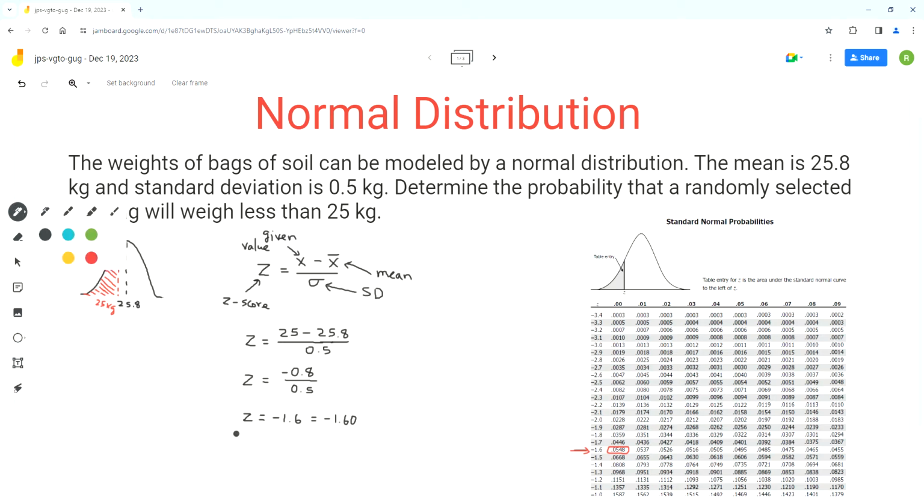So we write it like this. P of X is less than 25. So this is the notation we use to write the probability, which is basically the area under the curve. And for that we get 0.0548. This is the answer in decimal form for the probability. Now in some problems we have to write the answer in percent form. So for that we should multiply this result by 100 and that will give the answer in percent form. So it will be 5.48%.